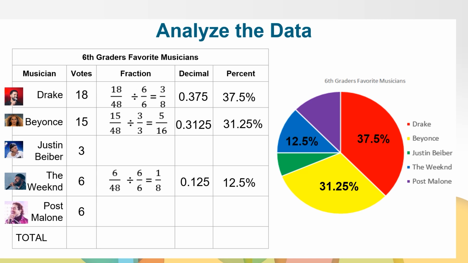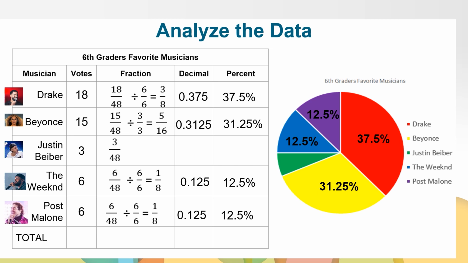We know that Post Malone is going to have the same values as The Weeknd, so we'll represent his 12.5% in the purple section of the circle graph. Now let's go back to Justin Bieber. He got 3 votes, which is the same as 3 out of 48. That's half of what Post Malone and The Weeknd got. So that means I can use their values and cut them in half to figure out Justin Bieber's.